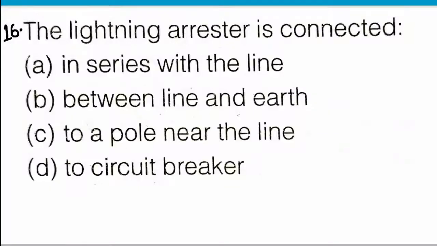Next question, the lightning arrestor is connected: option A, in series with the line; option B, between line and earth; option C, to a pole near the line; option D, to circuit breaker. So here this is option B, that is between line and earth.